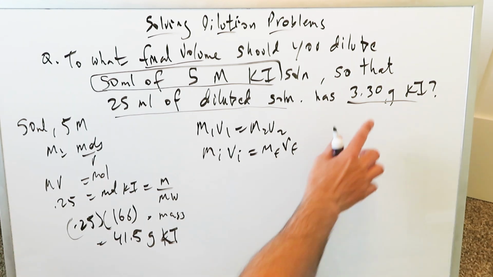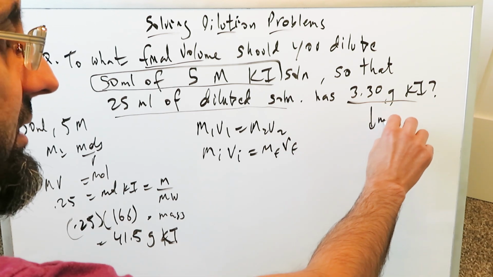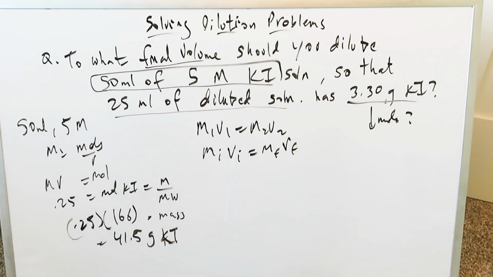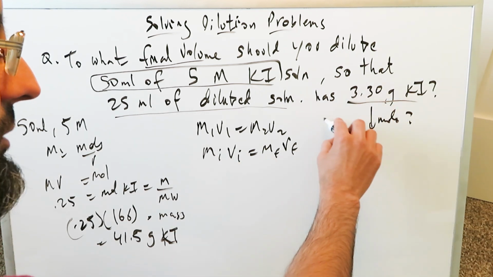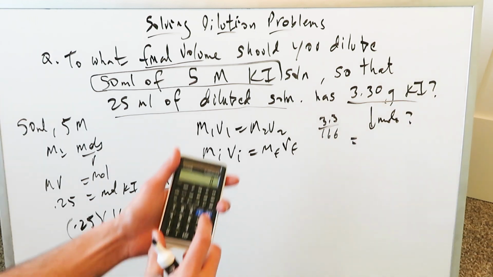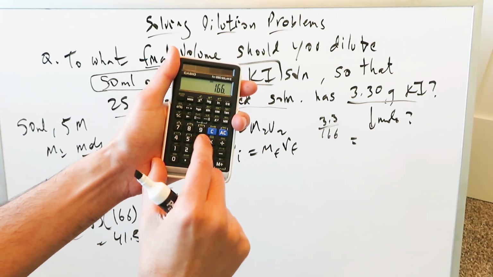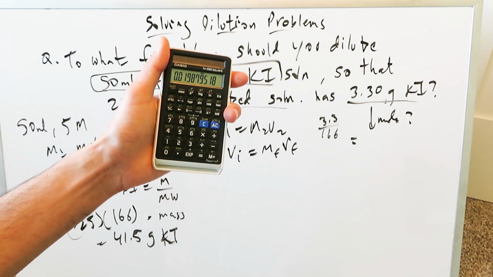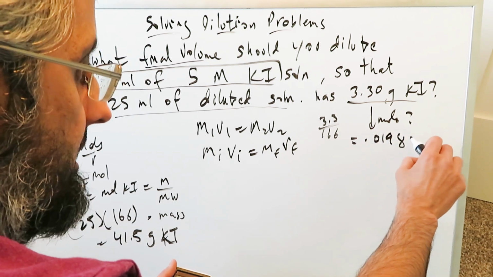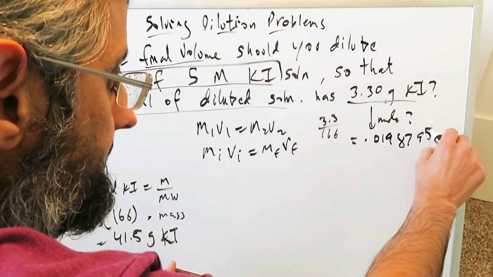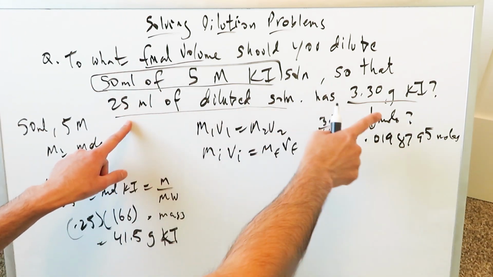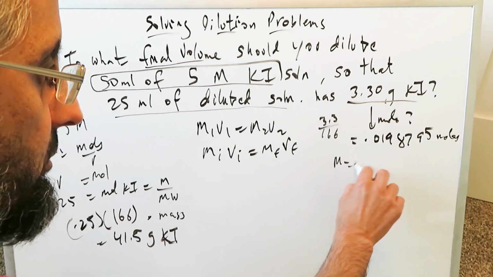Well, you would want to determine how many moles 3.3 grams is, because then that will come back into this whole formula. For 3.3 grams potassium iodide, you just do 3.3 divided by the molar mass, 166, of potassium iodide. You'll have 0.0198795 moles of potassium iodide. But I know 25 ml of solution should have that. You can determine the molarity of that.